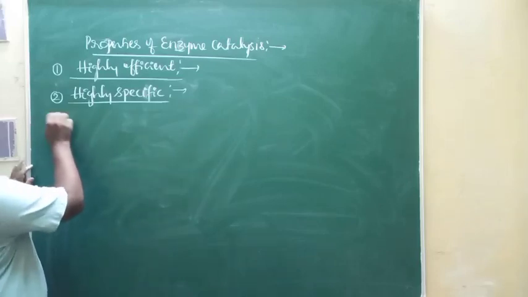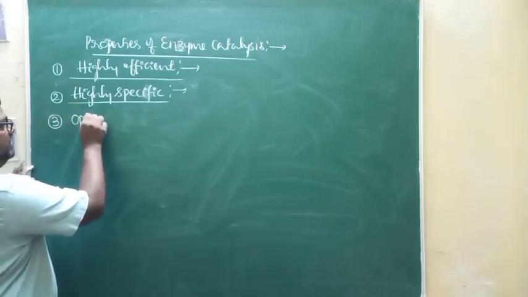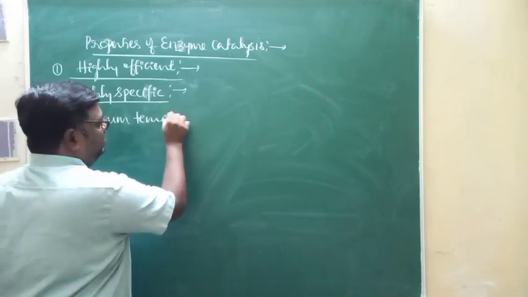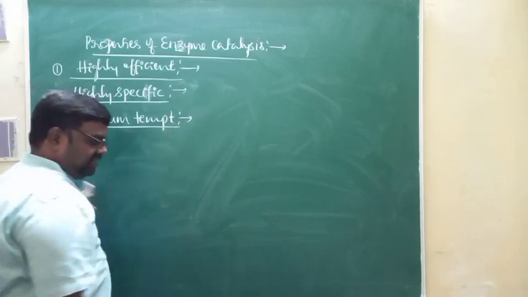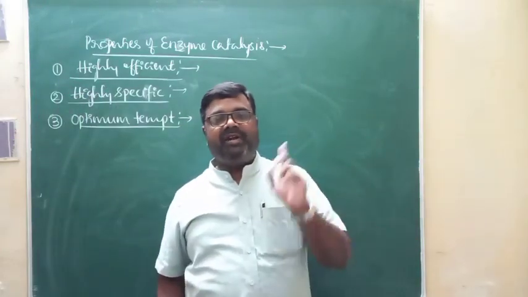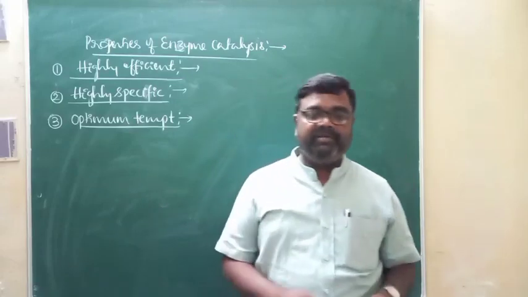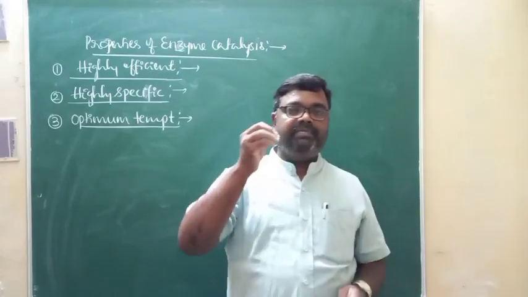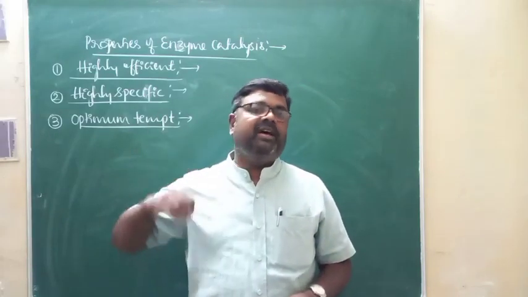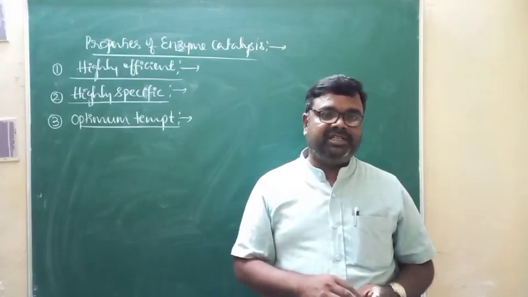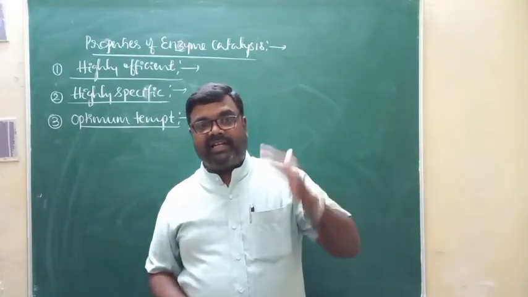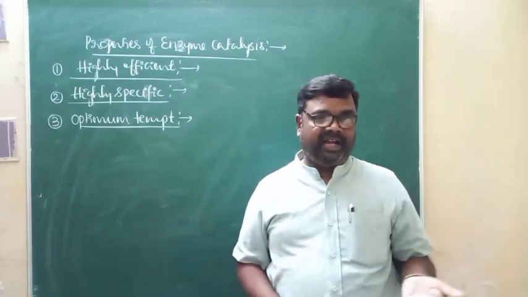The third property is with respect to the optimum temperature. Enzymes are characterized by optimum temperature. That is, the catalytic activity of enzymes will be very, very high at one particular temperature called the optimum temperature. That is, the optimum temperature is the temperature at which the rate of enzyme catalyzed reaction will be highest, and that particular temperature is called the optimum temperature. At that particular temperature, the catalytic activity of enzyme will be very, very high.